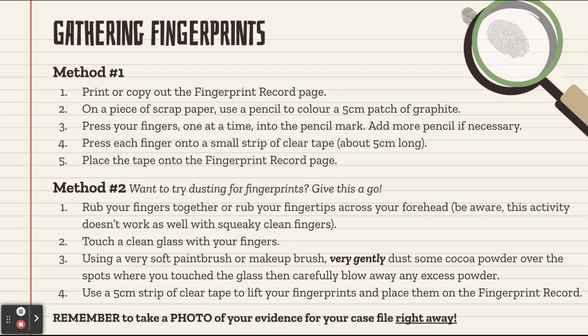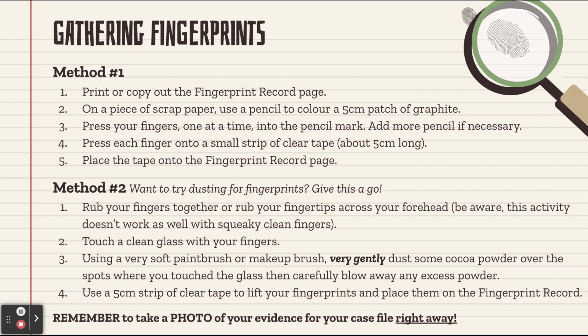Next, you're going to place your fingers into the pencil mark one at a time. And as you go, if you need more graphite, you can add more pencil to that patch. Press each of your fingers, after you've pressed it in the graphite, onto a small strip of clear tape. And again, it only has to be about 5 centimeters long or less, whatever is long enough to grab and cover the pad of your finger. Then carefully remove the tape from the tip of your finger and place it in the appropriate box on the fingerprint record page.